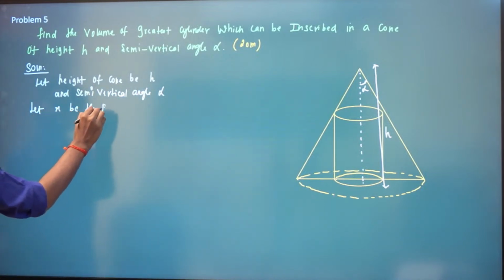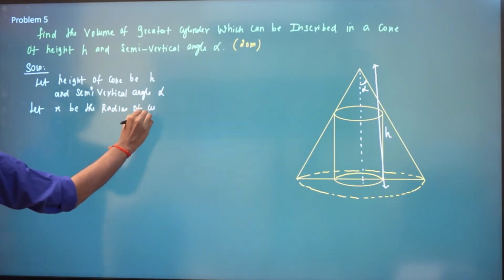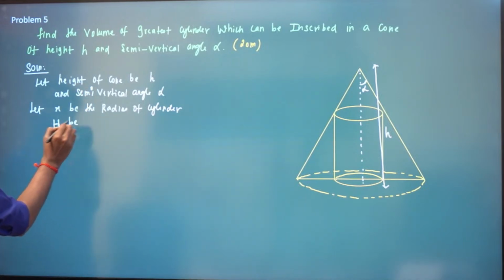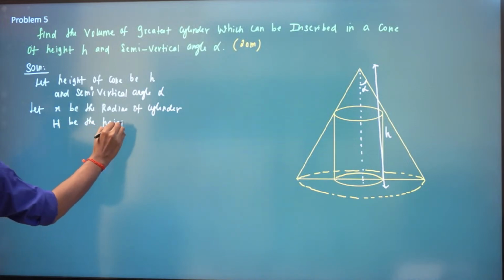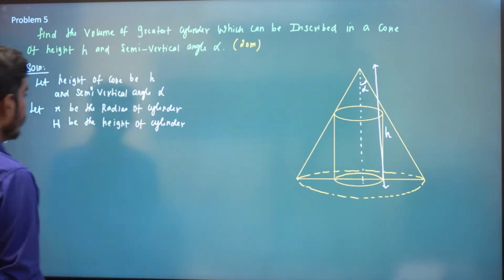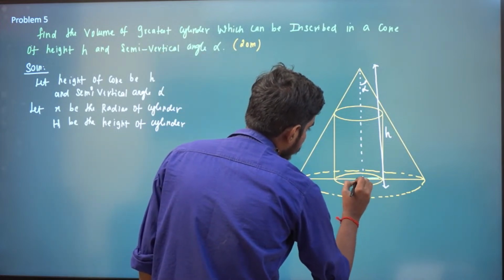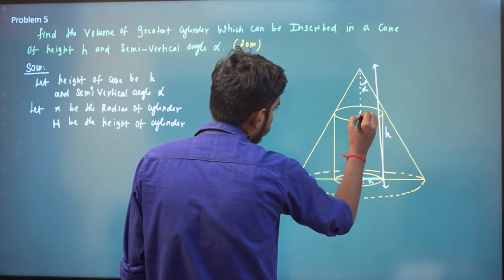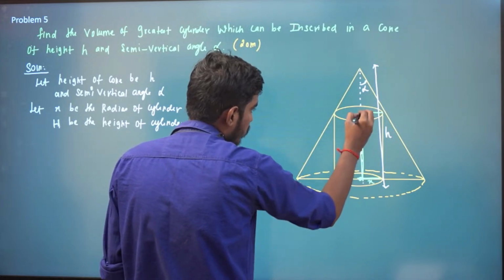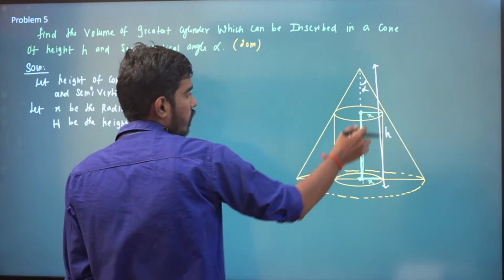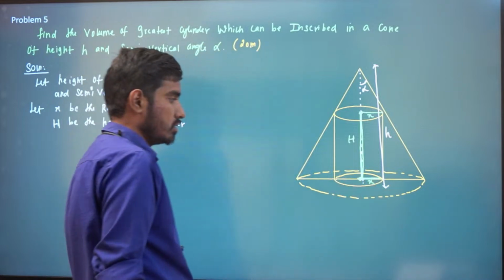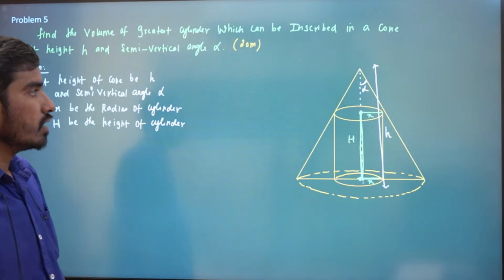Let x be the radius of the cylinder, and let capital H be the height of the cylinder. So this is x, this is also x, and the height is capital H. The height of the cylinder is capital H, the height of the cone is small h, the radius of the cylinder is small x, and the semi-vertical angle of the cone is alpha.